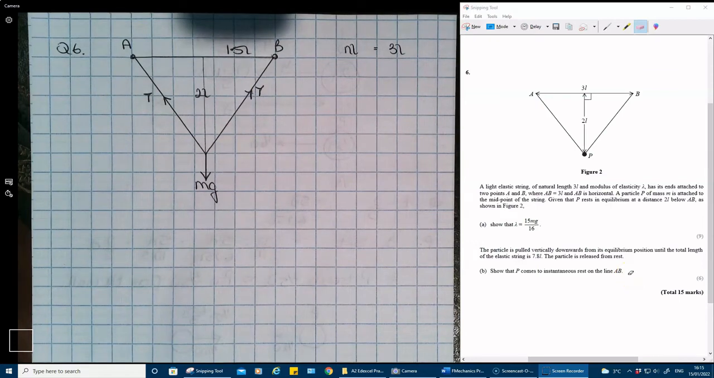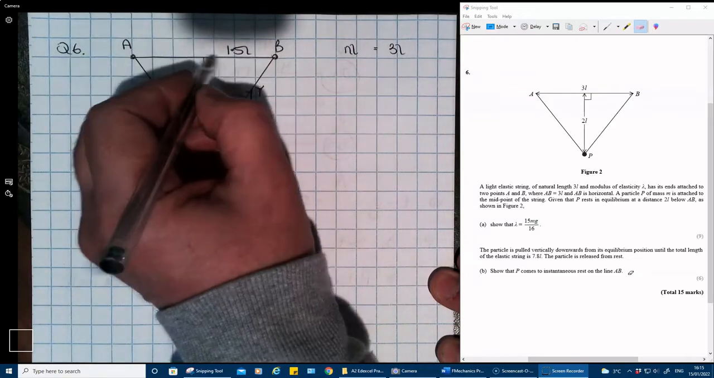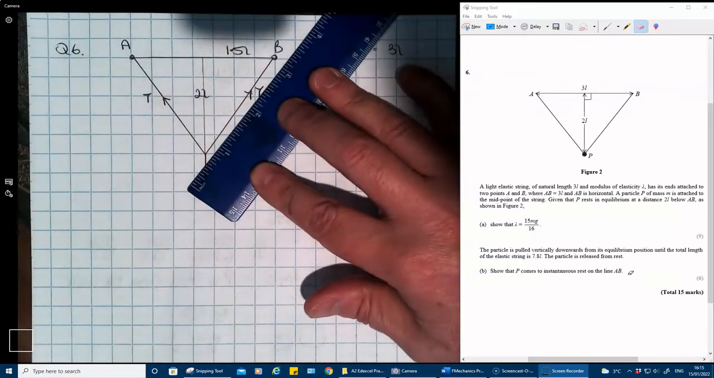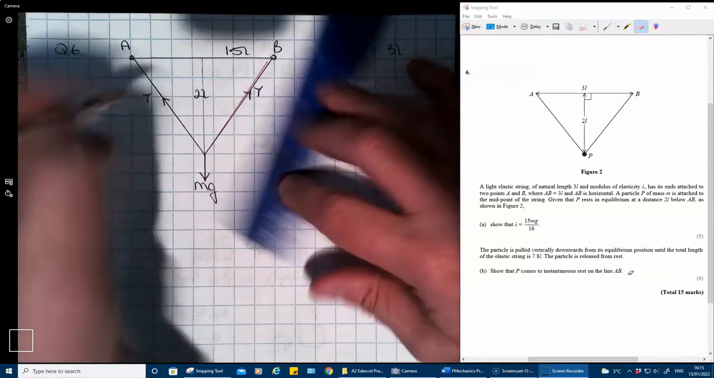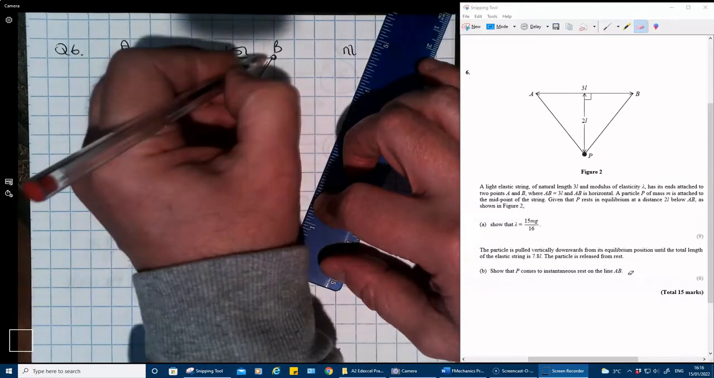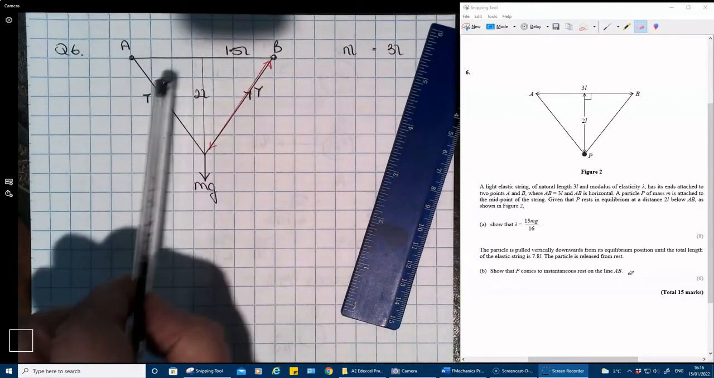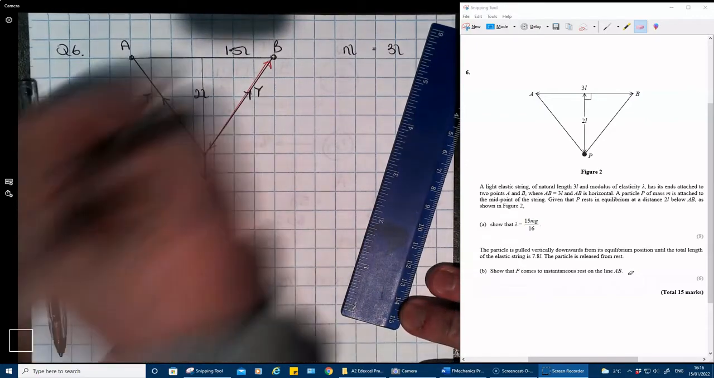Okay, so we've got a particle being pulled down, connected to an elastic string. Standard technique. So we've got the length here is 1.5 L. This is 2 L. So we can use Pythagoras to get this length from there to there, which is 2 squared plus 1.5 squared, square rooted. This is 2.5 L.